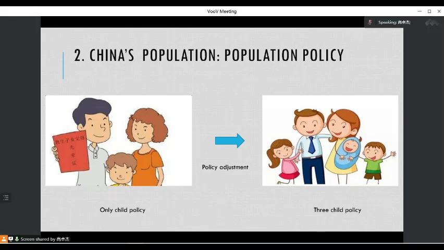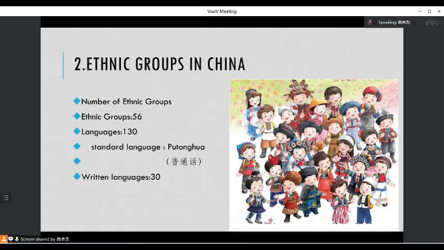Okay, this is the first part of Unit One, which is about the introduction of the Chinese population. In the second part, we will learn how many nationalities live in China. The second part: ethnic groups in China.